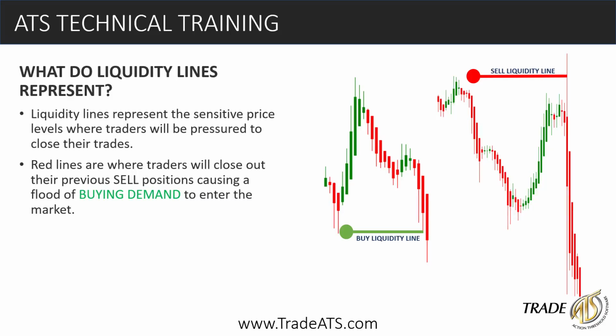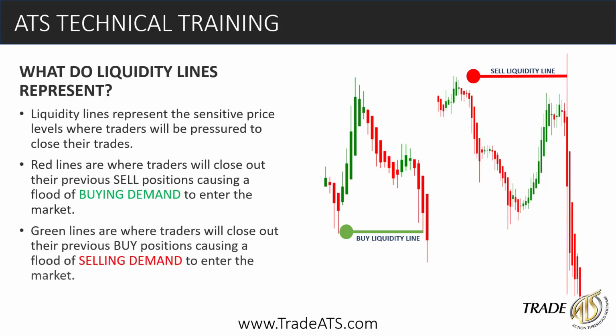Red lines are where traders will close out their previous sell positions. They previously sold the market, which will cause them to buy, so it'll cause a flood of buying demand to enter the market at that red liquidity line. Green lines are where traders will close out their previous buy positions, causing a flood of selling demand to enter the market.